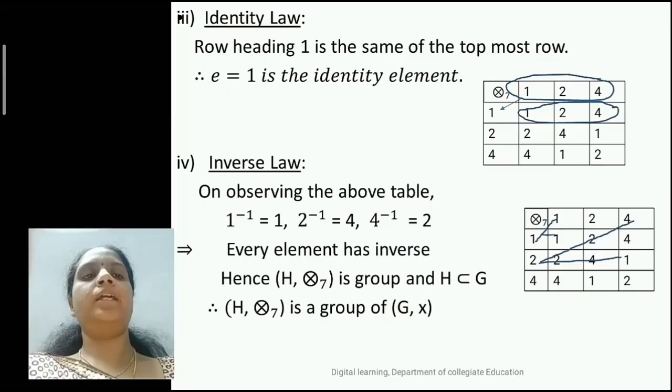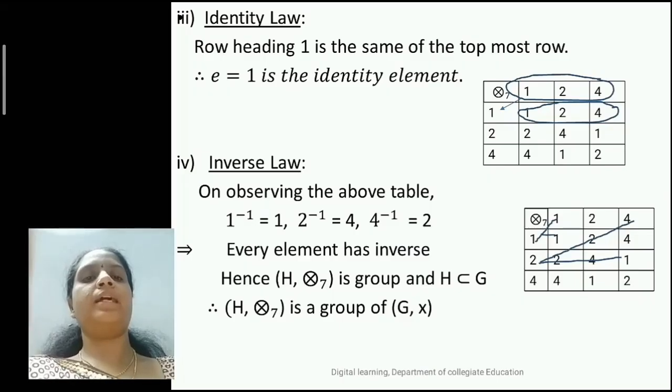Next, to go for the inverse law, if you are observing the table again, with the help of the identity element 1, we got 1 with a multiplication of 1 and 1. Then in the third row, we got 1 with a multiplication of 2 and 4. In the fourth row, 1 with a multiplication of 4 and 2. So the inverse of 1 becomes 1, the inverse of 2 becomes 4, and the inverse of 4 becomes 2. So every element has an inverse here.